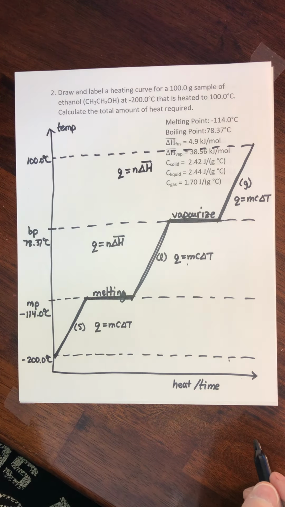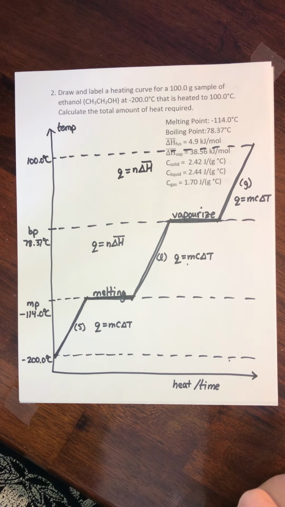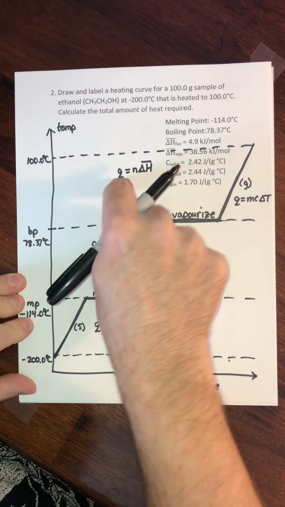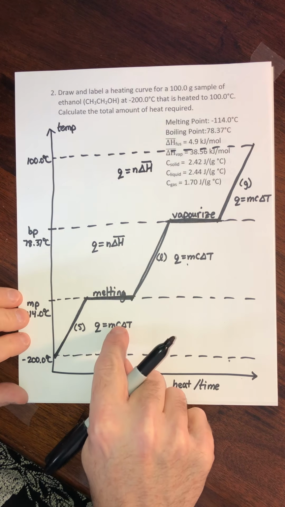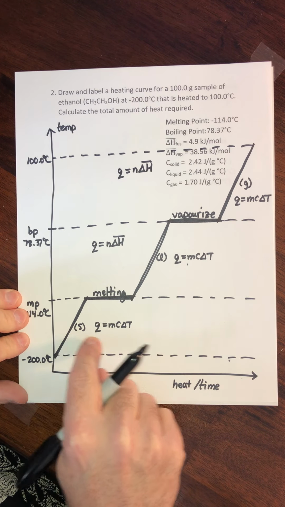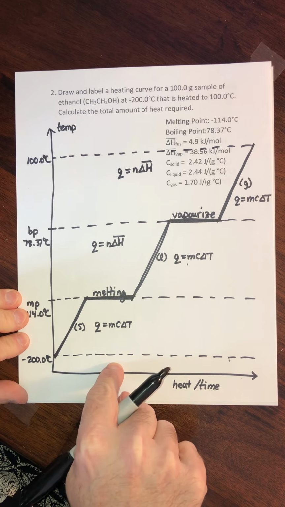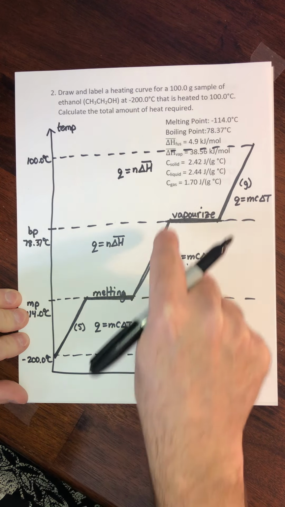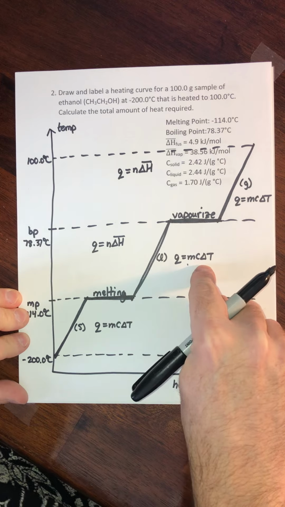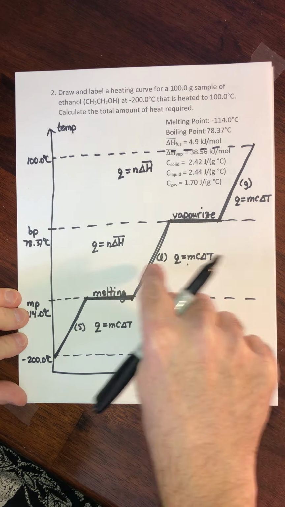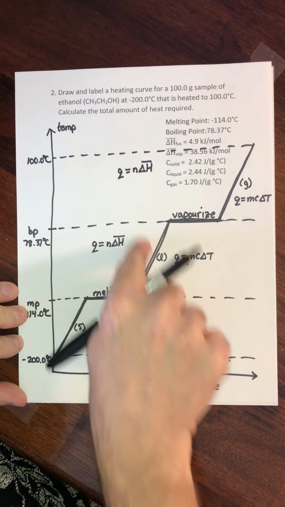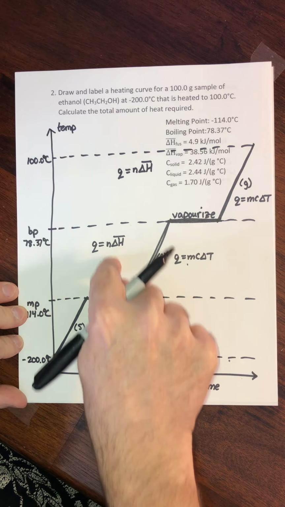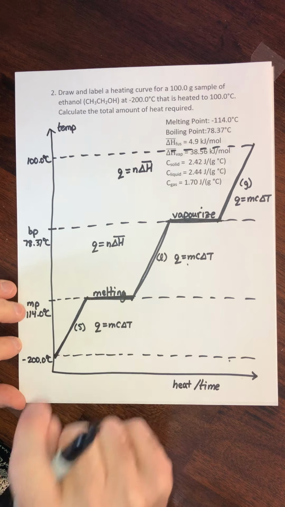Now, part of the reason why I like to make my graph so big is because I'm going to do each one of these calculations right where I've written them. If I'm going to calculate the heat that goes with a solid, I'll calculate it right next to the solid. If I'm going to calculate the heat that goes with the liquid, I'll calculate it right next to the liquid. If I'm going to calculate the heat that goes with melting, then I'm going to calculate it right here.